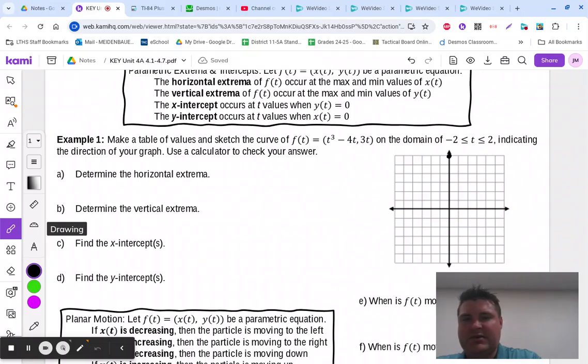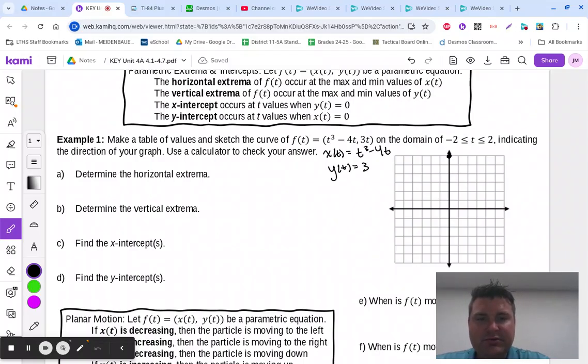Let's rewrite this so that I have x of t equals t cubed minus 4t, and y of t equals 3t. It's going to help me understand some of the stuff when I make this table and when I answer some of the questions to the left. So we're going to go from -2 to -1.